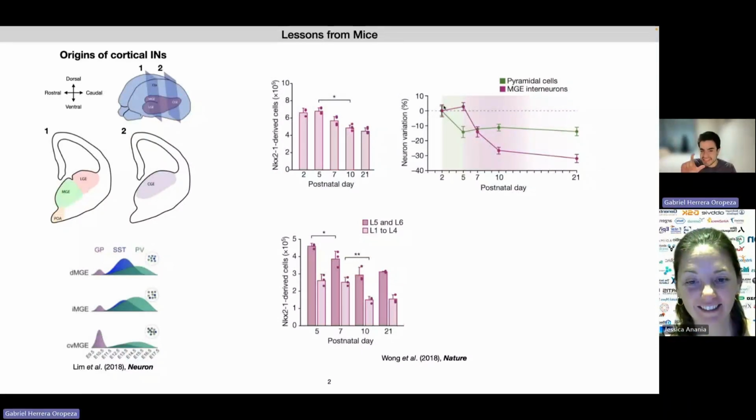So this adjustment is important. Otherwise, we would have too many interneurons, and the excitation and inhibition balance that I've been talking about could not be reached, and this could lead to different disorders. So we know this from mice.